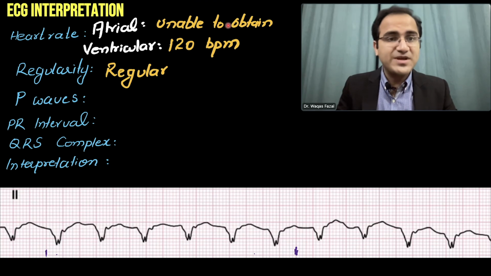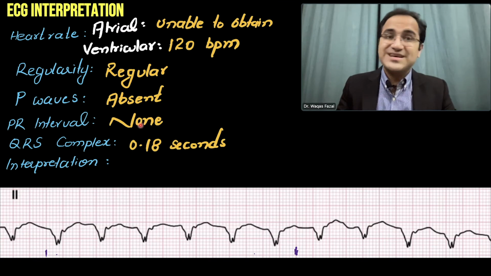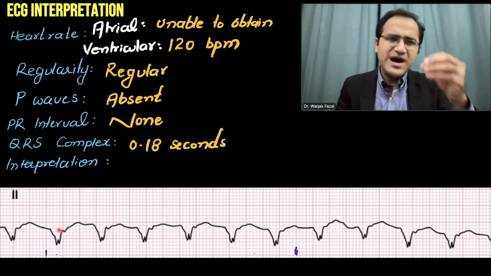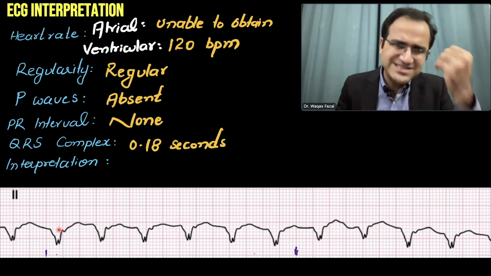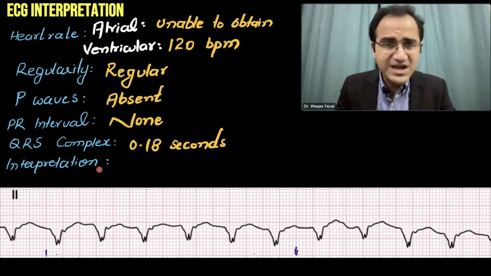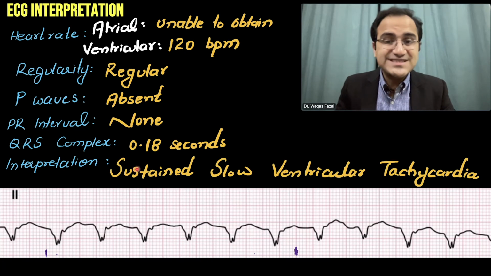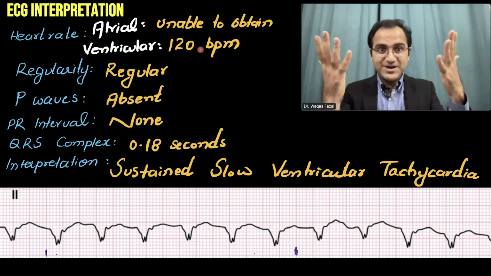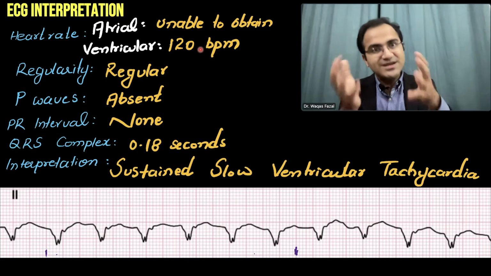Atrial rate we are unable to obtain since we have no P waves. The rate is regular. The P waves are absent. The PR interval is not there. Let's look at the QRS complexes. We have 1, 2, 3, 4, almost 4 small boxes, so we have more than 3 small boxes. That is a wide QRS complex. Coming to the interpretation, this is a sustained slow ventricular tachycardia. As I said, from 100 to 150, that is a slow VT. Although it's a rapid rate, according to VT it's a slow VT.